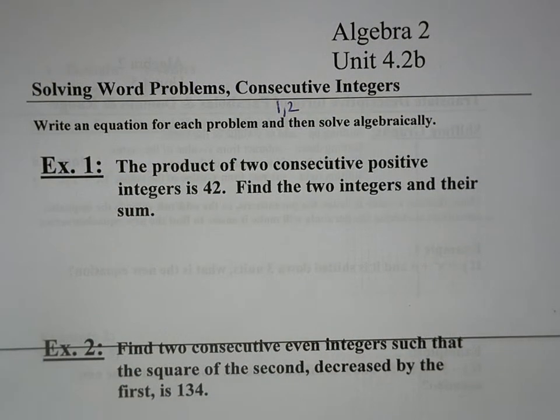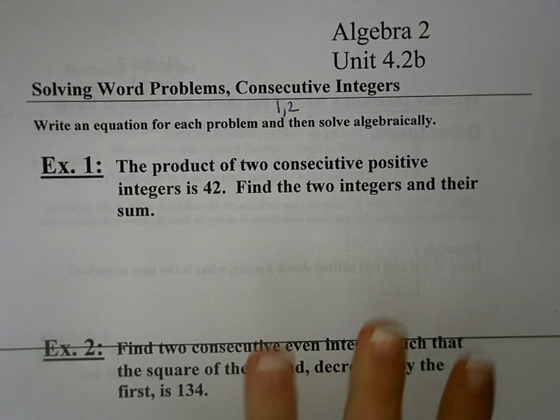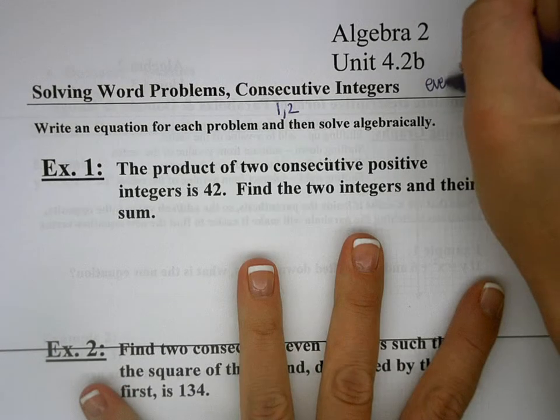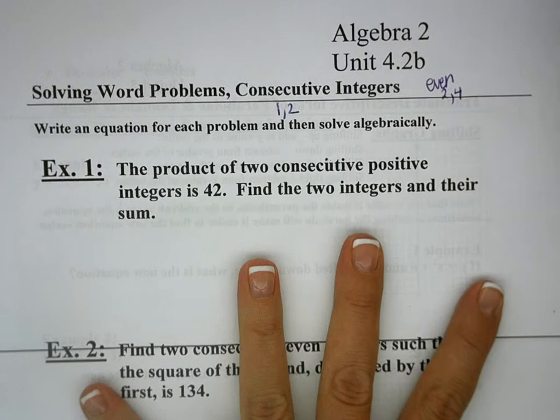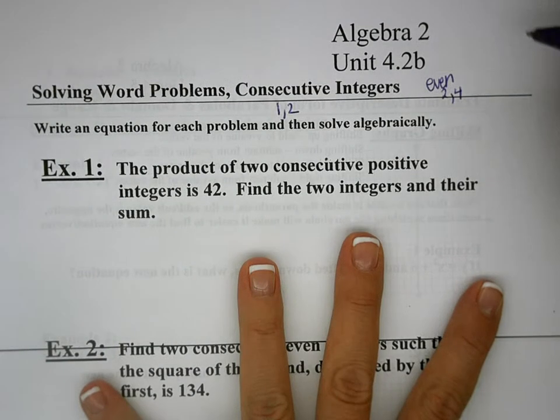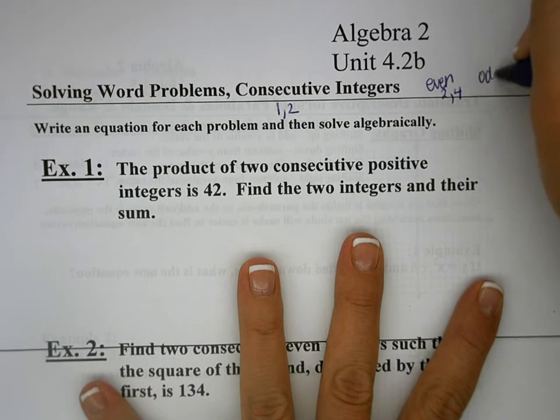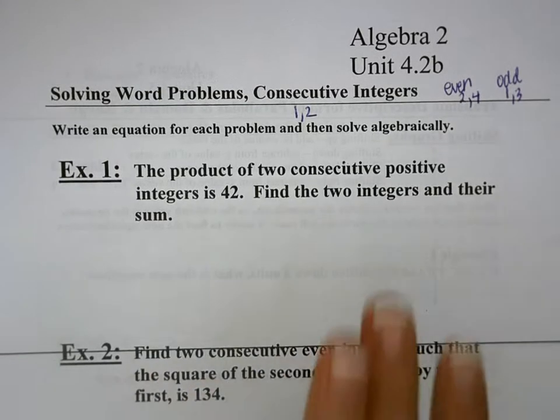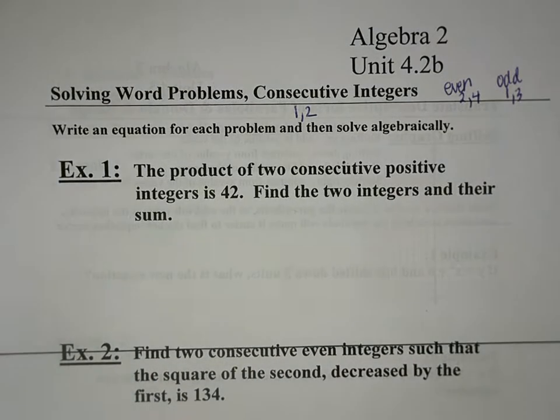If I said, can you name 2 consecutive even integers, it would be 2 and 4. And if I said 2 consecutive odd integers, you would say 1 and 3. Is everybody okay with this?